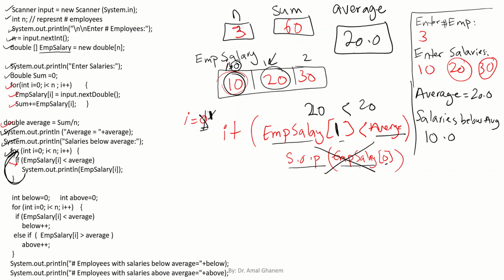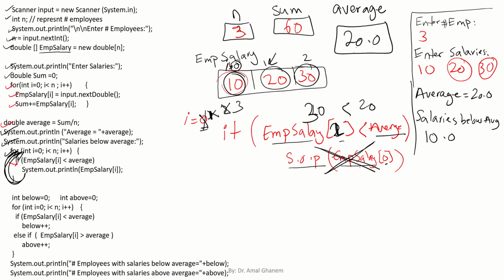I will increment, I will be 2. Go to the array at location 2, which is 30. 30, is it below 20? Again, it's not. So I will not do the output again. When we increment I for the last time, I will be 3, and it means we finish all the elements.